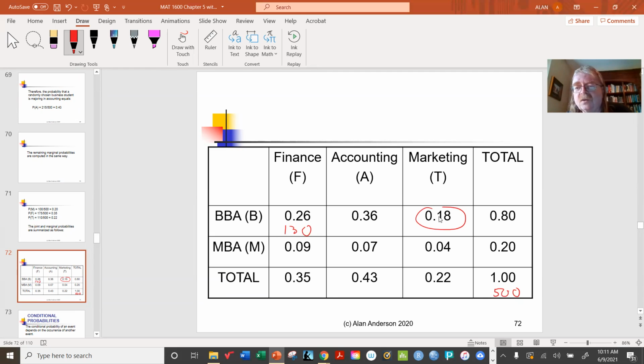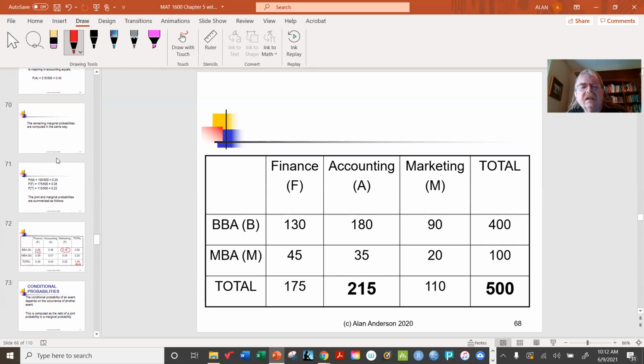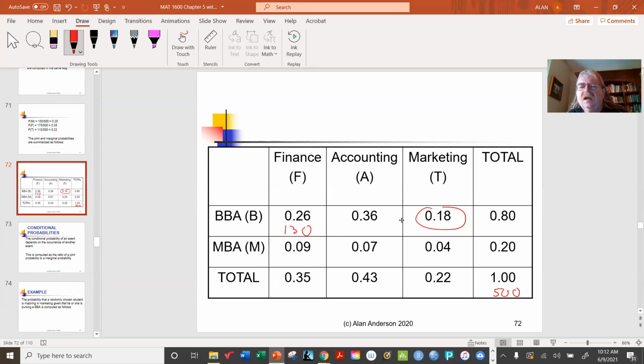If I do need the actual totals, then I need to go back to the old table. In other words, suppose that I'm planning on mailing an invitation to a marketing party to only the marketing majors. Well, then I'd better know how many marketing students there are. But if I'm only interested in finding out what proportion of the student body are marketing majors, then I only need these numbers right here. So we should be prepared to use either type of table for our calculations, either the raw totals or the actual probabilities themselves. Usually we'll use this one because it's more straightforward, but you have to be prepared to use either type of table.